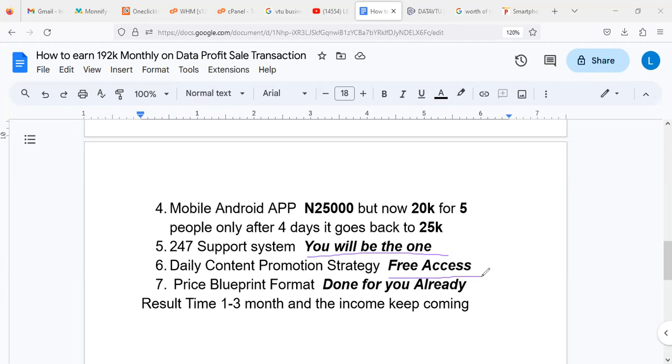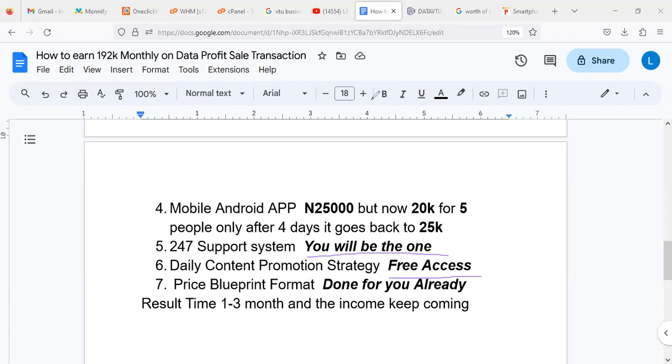I'm going to give you a strategy to enable you to promote your VTU website to create those teams, to bring them on board. I'm going to show you the technical know-how you need, and also the smartest way to go around it is going to be revealed to you. Then a price blueprint format, done for you already.